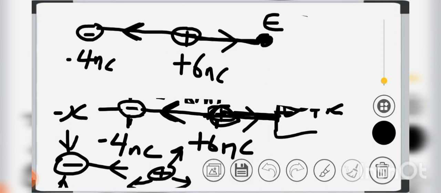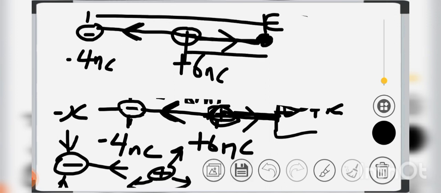So the next thing is to get the distance between each charge and the field point. What is the distance between this and this field? What is the distance between this and this field? That's the next thing. Get the distance between each charge and this field point.